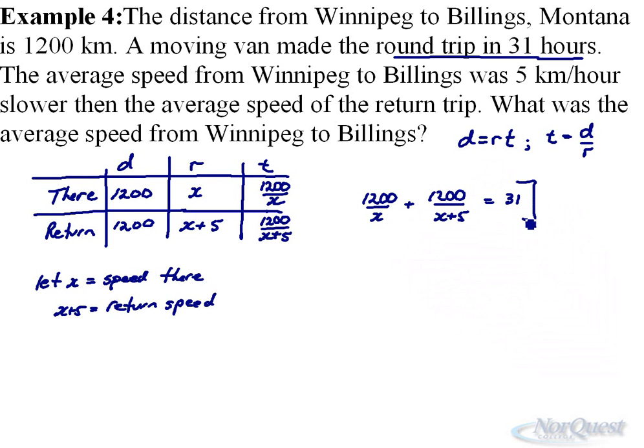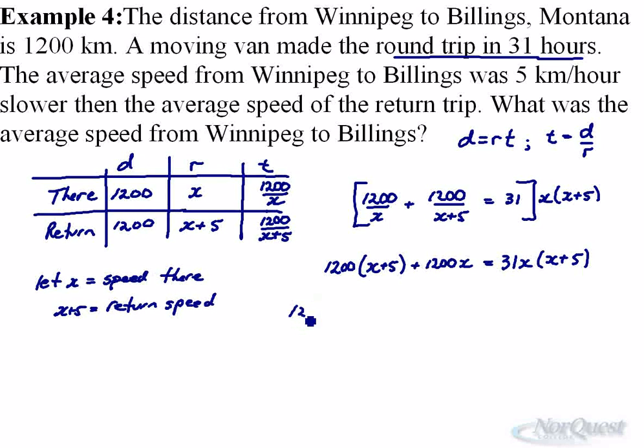Since it's a rational, multiply by the common denominator, just like we've done in the past. So the x's divide out in the first term, leaving you with 1,200 times x plus 5, plus 1,200. The x plus 5's divide out in the second term, leaving us with just 1,200x, equal to 31x times x plus 5.